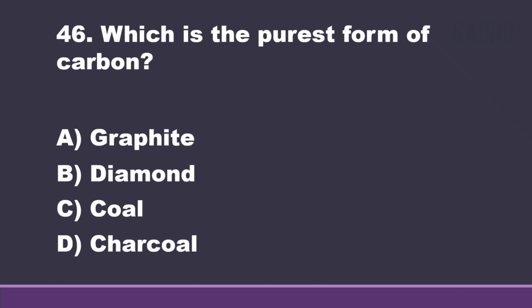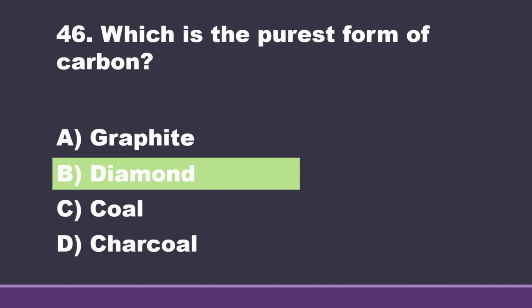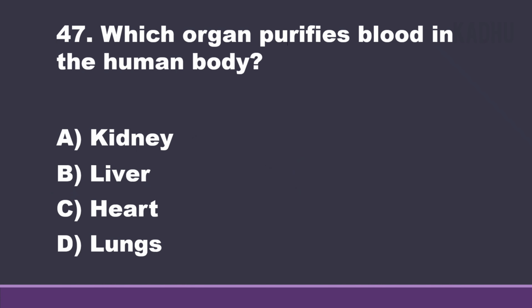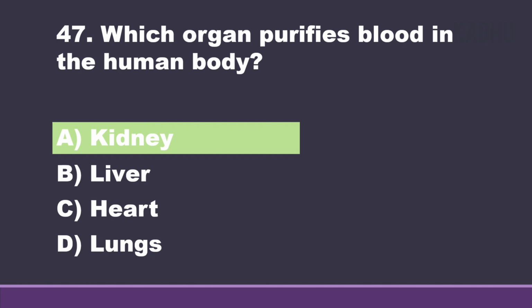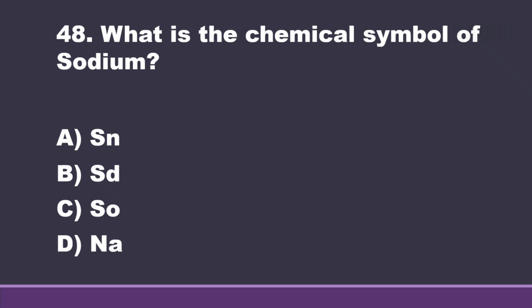Next question, which is the purest form of carbon? Option B will be the correct answer for this question, diamond. The organ that purifies blood in the human body. Option A will be the correct answer, kidney purifies blood in the human body. What is the chemical symbol of sodium? Option D will be the correct answer, Na.